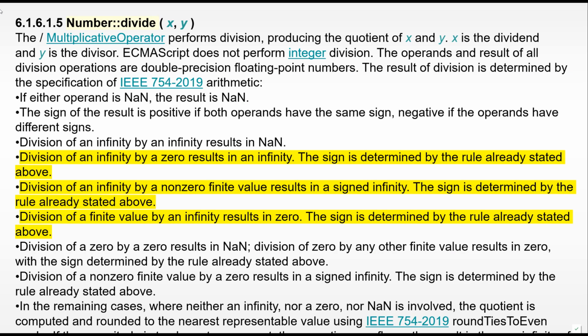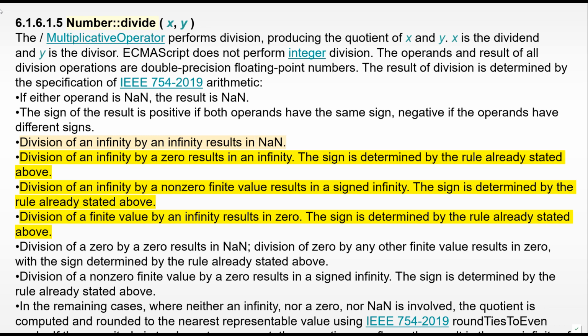And these things are in fact described again in the ECMAScript specification of the language, where it is clearly said that division of an infinity by a 0 results in an infinity, division of an infinity by a non-zero finite value results in a signed infinity, division of a finite value by an infinity results in 0. So all of those things are actually given to us as rules that browsers have to follow. And in this case, we have another condition. Division of an infinity by infinity results in NaN, not a number.